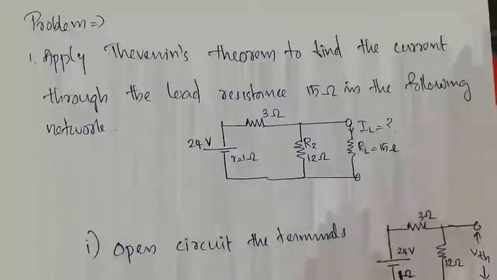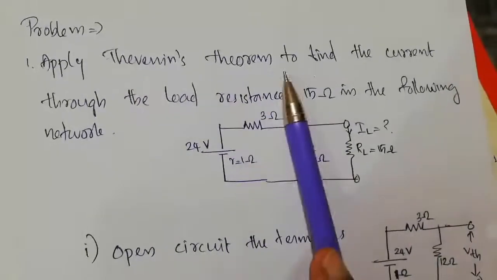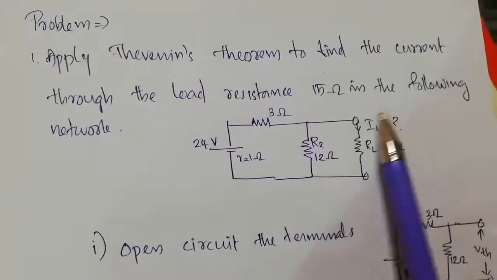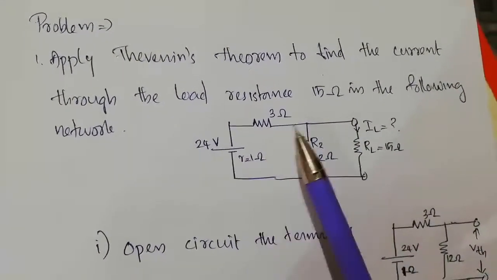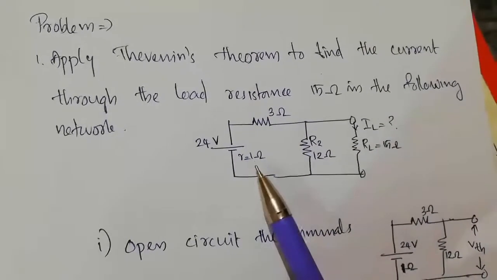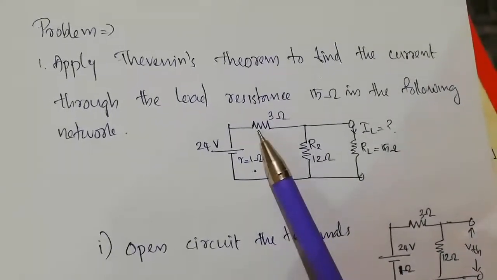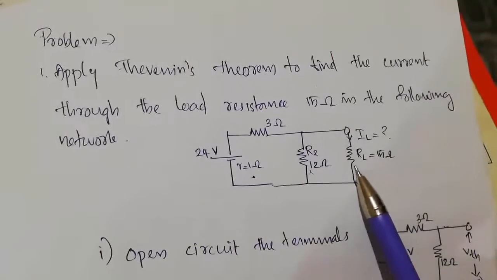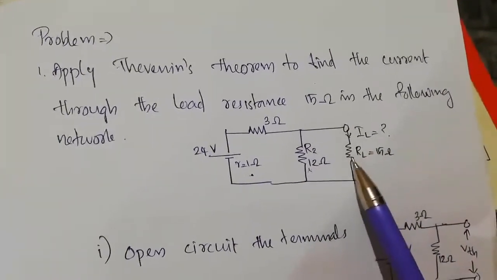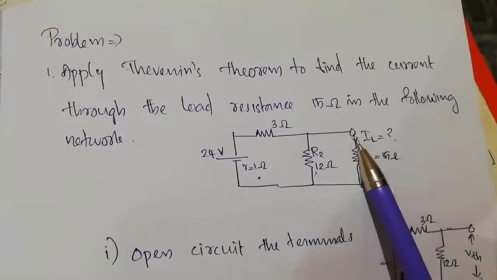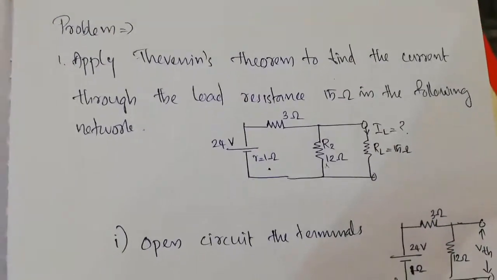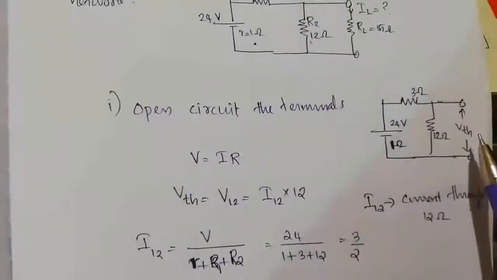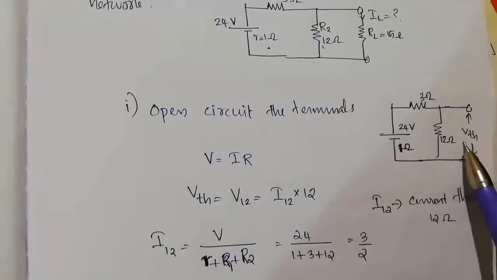Now we can do a problem from Thevenin's theorem. Apply Thevenin's theorem to find the current through the load resistance 15 ohm in the following network. That is, here we have a voltage source which has an internal resistance 1 ohm, and R1 3 ohm, R2 12 ohm, and we have to connect a load resistance 15 ohm here and find out the current through that. So our first step is to open circuit these terminals, that is open circuited here.